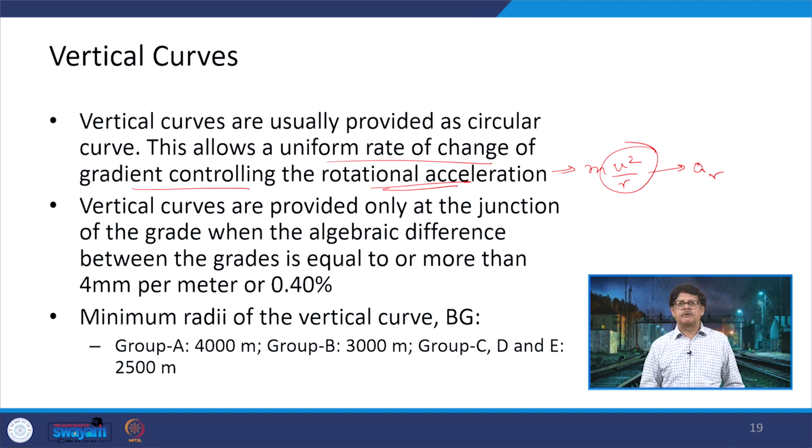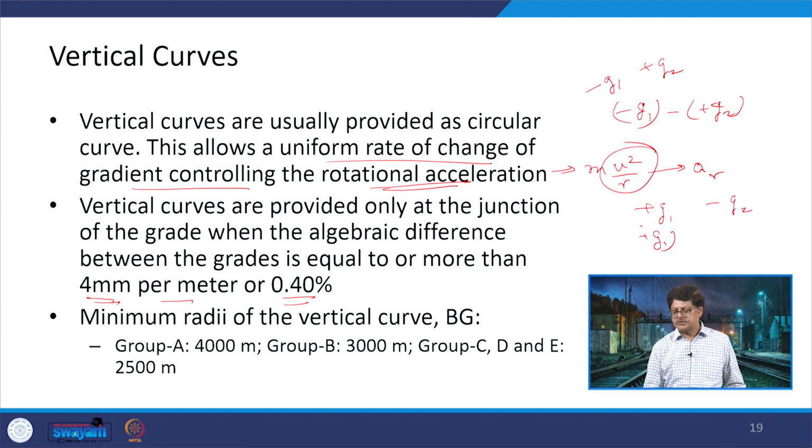Now, vertical curves are provided only at the junction of the grade when the algebraic difference between the grades is equal to or more than 4 mm per meter, or 0.40%. That means this is the value of the algebraic difference. When we say algebraic difference, it means if we have a value of minus G1 and plus G2, the algebraic difference is minus G1 minus plus G2. Or say if we have a plus G1 and minus G2, then it is plus G1 minus G2. So, that is the sort of algebraic difference we are talking about here.